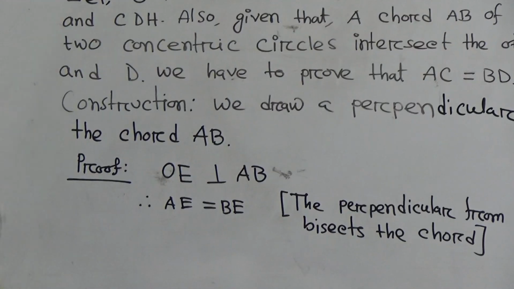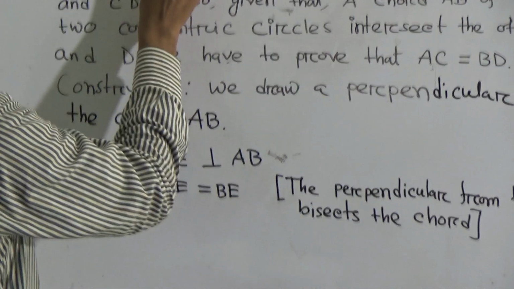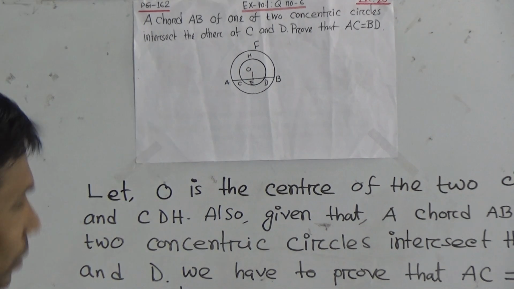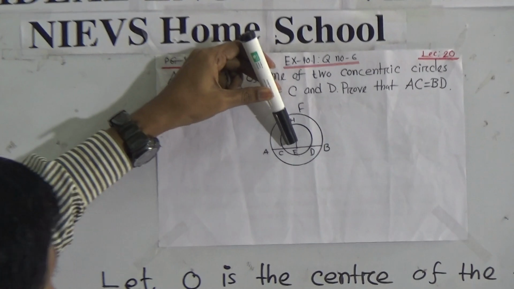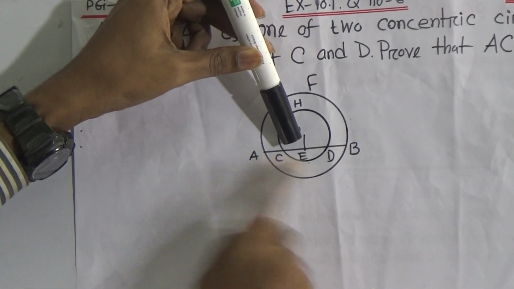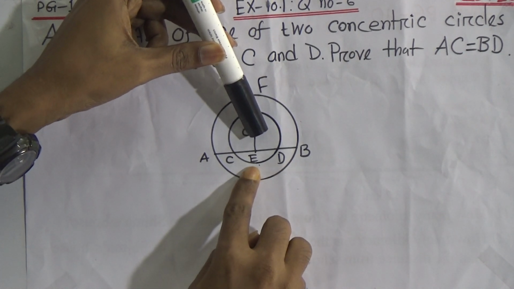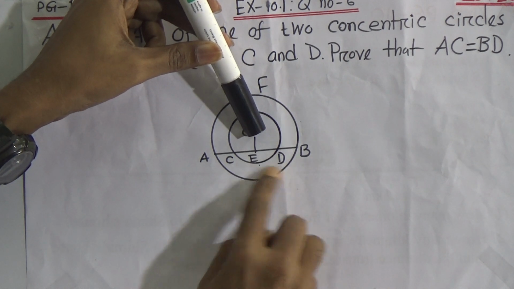Now you see the figure properly. Look, AE. AE equal to what? You see AE, up to this. AE means what? AC plus CE. Okay, again you see BE. BE means what? BD plus ED or DE.